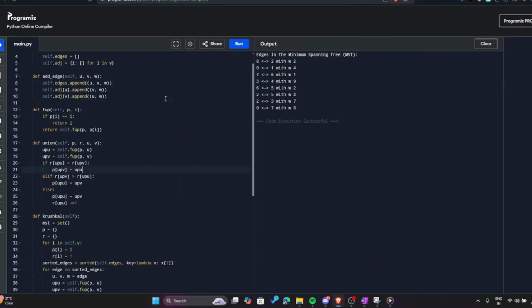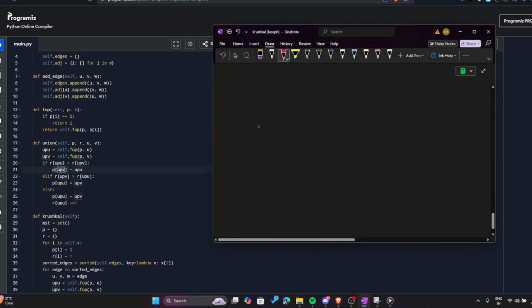Okay. So I had to make a little bit of change in the code. So this is: the rank of the ultimate parent of U is greater than the rank of the ultimate parent of V. Well, in that case, the ultimate parent of V should now become the child of UPU. That means UPU is now the parent of UPV. So that is how it basically is.